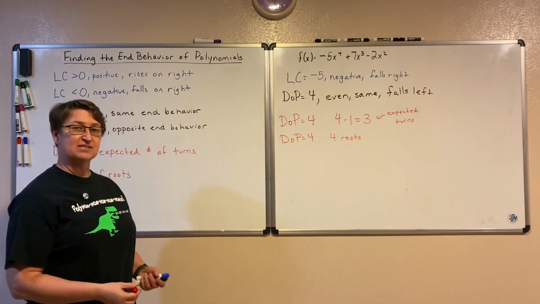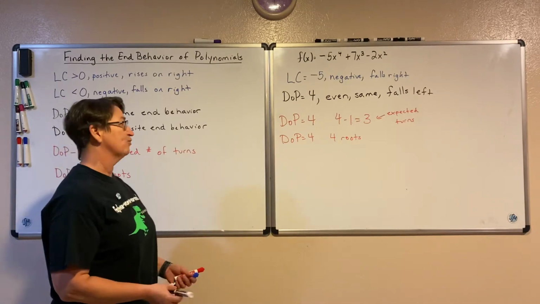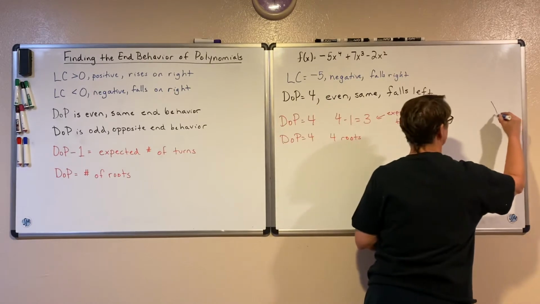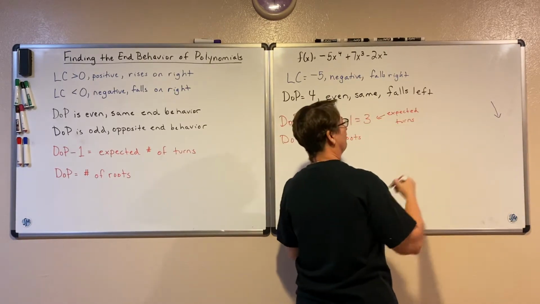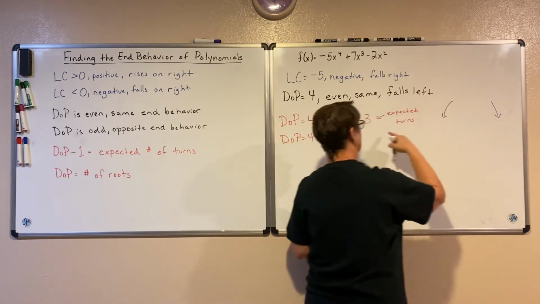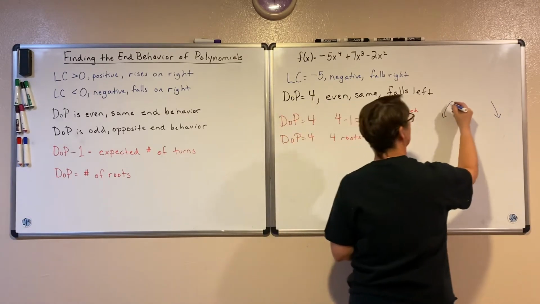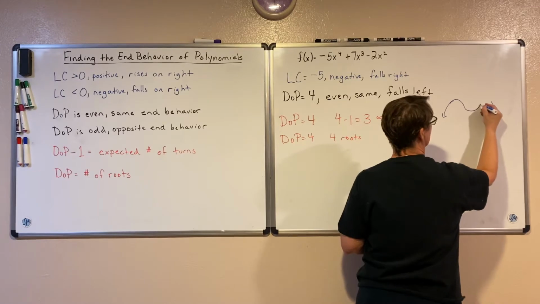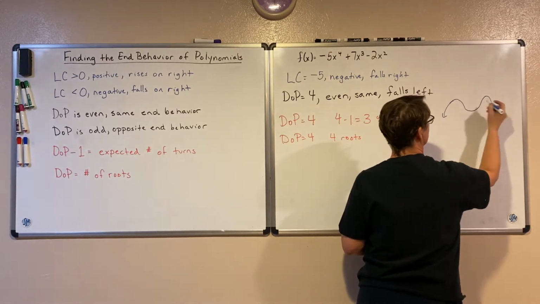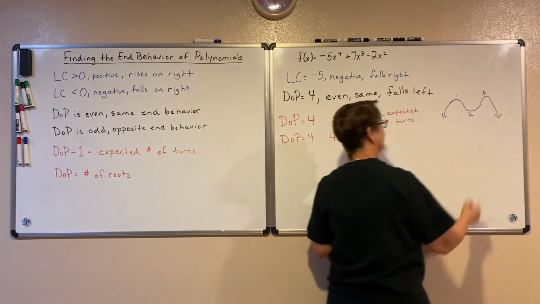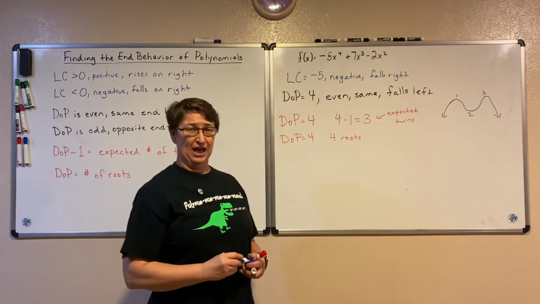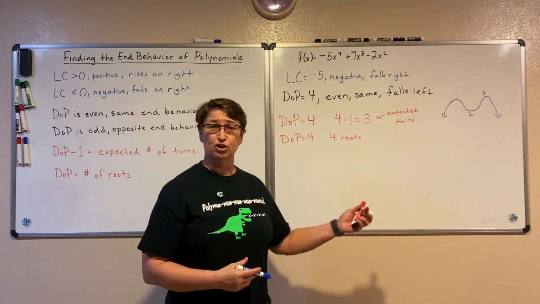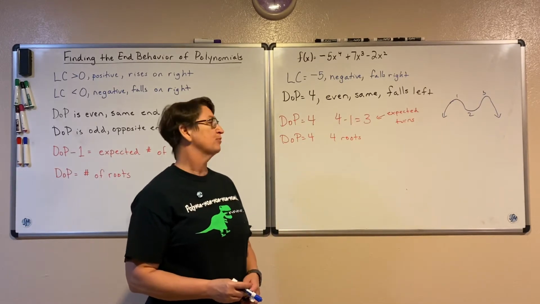Now I can give a sketch of this just based upon that information. I know that it's going to fall to the right, and I know that it's going to fall on the left. I expect 3 turns. So here's 1 turn, 2 turns, 3 turns. That may not be exactly what it looks like, but my expectation is that it's going to look something like that.